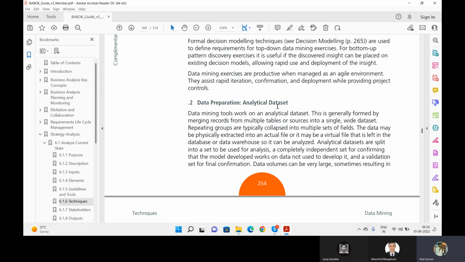Data set means a collection of data which you want to be analyzed. So a data mining tool works on entire data sets. This is generally found by merging records from multiple tables and sources into a single wide data set. Now look, take the example that Hitesh wants to travel outside India for a marriage. Now he gets the data from the previous marriage experiences in the last 1 year, and he divides the data into different data sets.